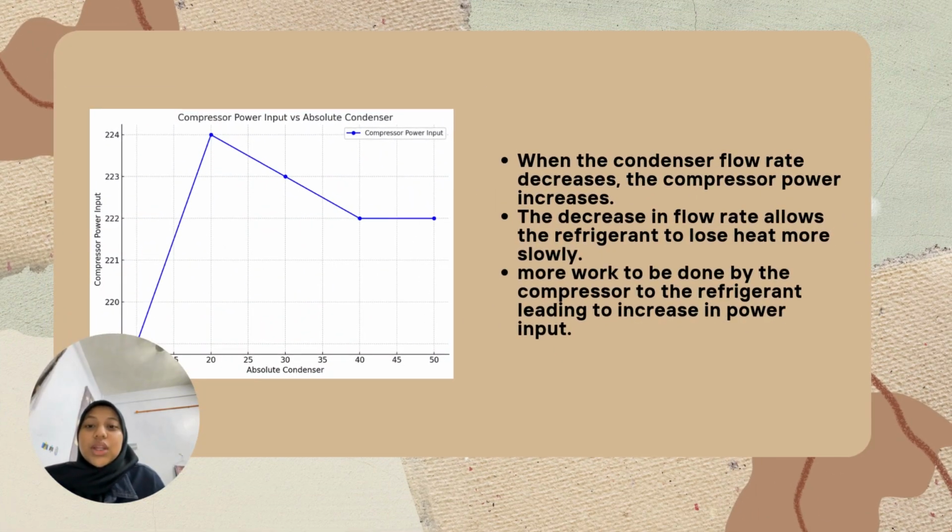Next, the graph shows the compressor power input against the condenser flow rate. So when the condenser flow rate decreases, the compressor power increases. The decrease in flow rate allows the refrigerant to lose heat more slowly. So more work has to be done by the compressor on the refrigerant, leading to an increase in power input.